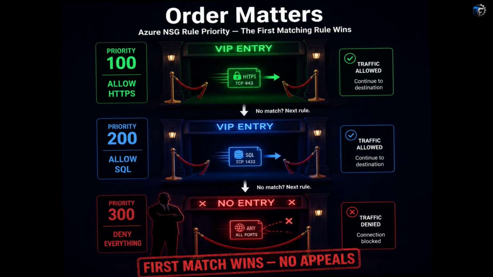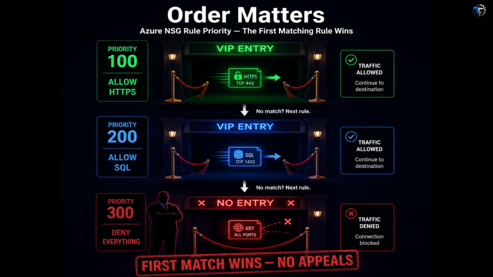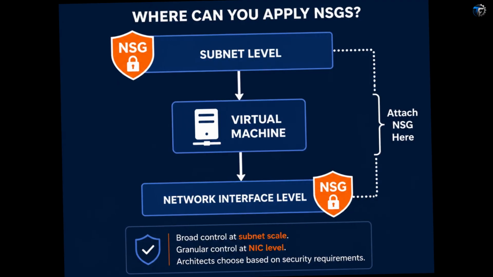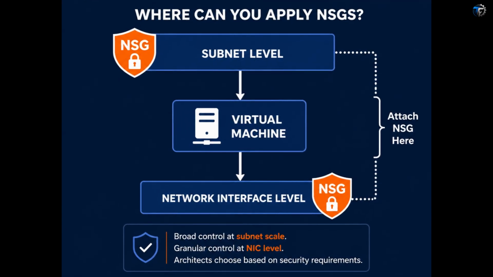Azure evaluates NSG rules in priority order. The first matching rule wins. That's why architects carefully design rule priorities. Incorrect priorities can accidentally expose applications or block legitimate traffic. An NSG can be attached to an entire subnet or an individual network interface. This gives architects flexibility depending on security requirements.